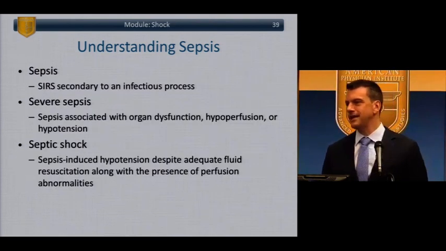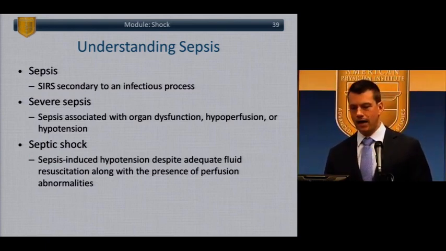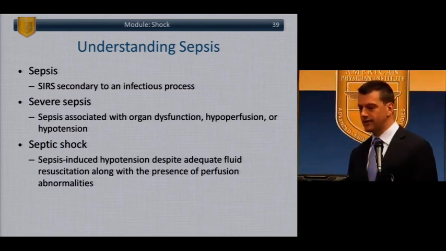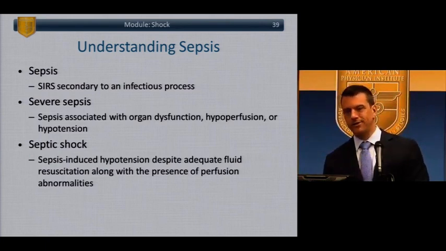So sepsis is any presence of SIRS, or 2 or more of those criteria, when it's due to an infectious process. And that is just the loosest definition. If 2 of those are present and there's an infection, that's just sepsis. Severe sepsis is when that sepsis is associated with organ dysfunction, hypoperfusion, or hypotension. So now you're starting to have acute kidney injury, you might be on the ventilator, the blood pressure is getting soft, you need pressors.